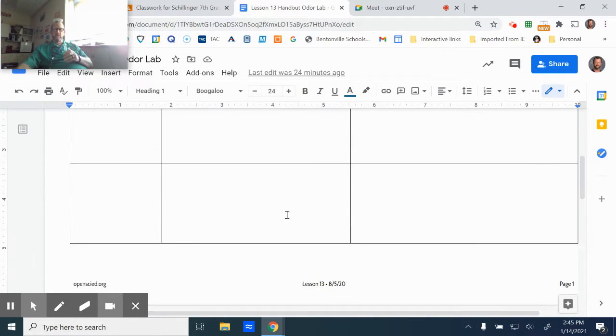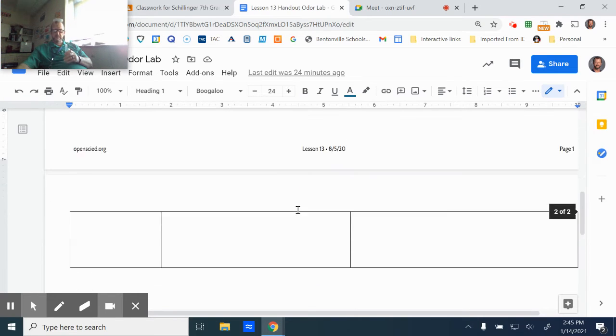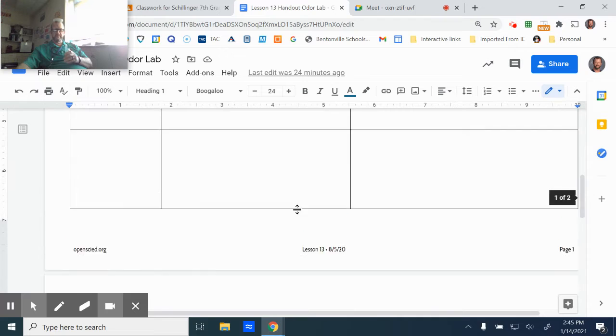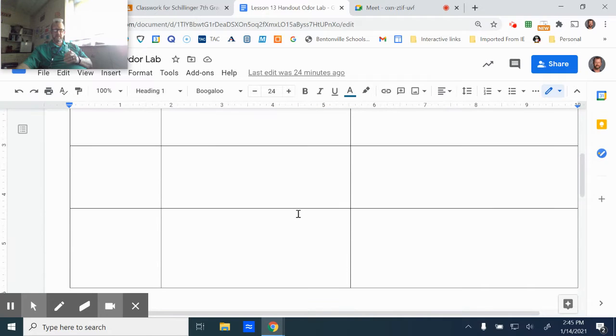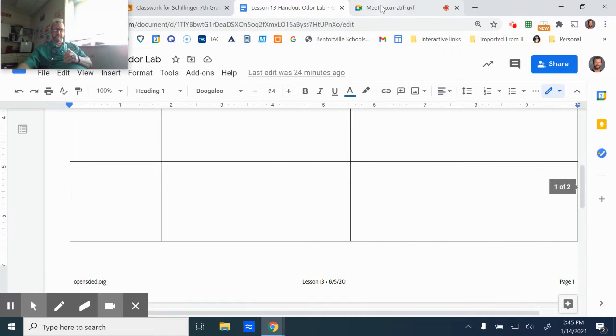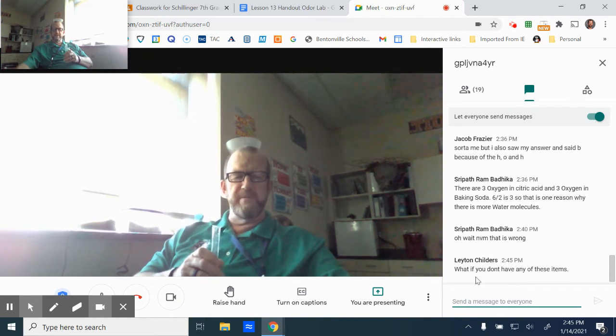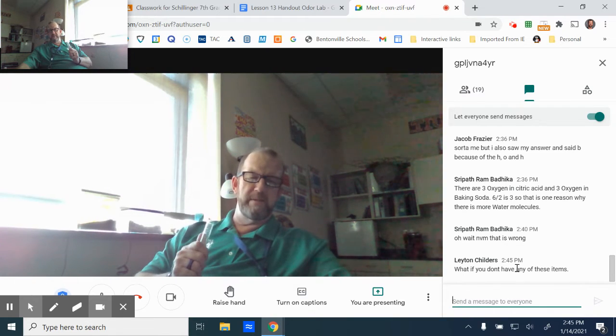Now there are only 4 rows here, so you need to make another row. Actually, do you have 5 rows on yours? I think I made the extra row for everybody. Well, Leighton, if you don't have any of them, you're writing down what we talk about in class.